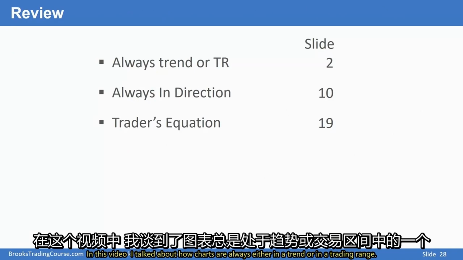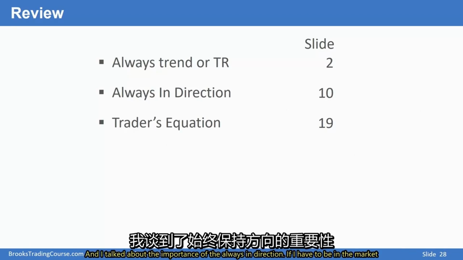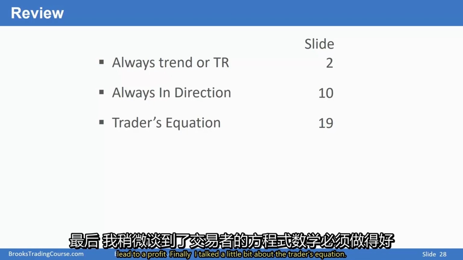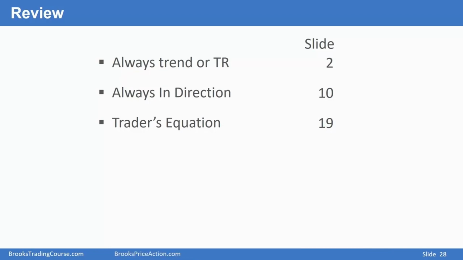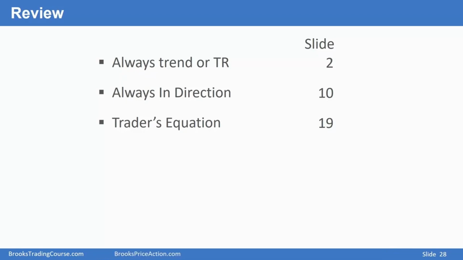In this video, I talked about how charts are always either in a trend or in a trading range. And I talked about the importance of the always in direction. If I have to be in the market at any time, do I want to be long or short? What's the direction that more likely will lead to a profit? Finally, I talked a little bit about the trader's equation. The math has to be good. Pay attention to the risk, the reward, and the probability when I make the decision to take a trade and make decisions on managing the trade.